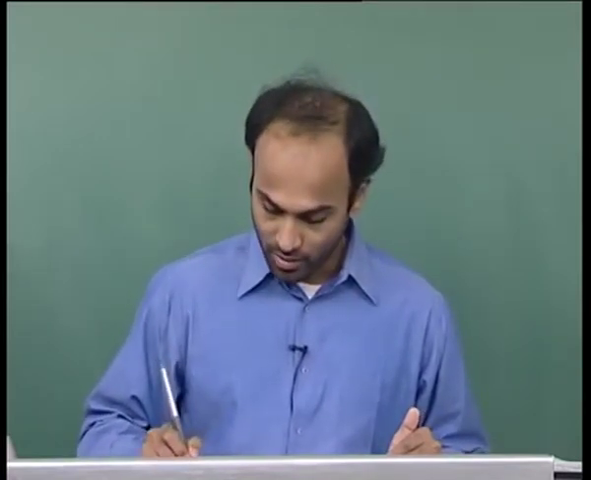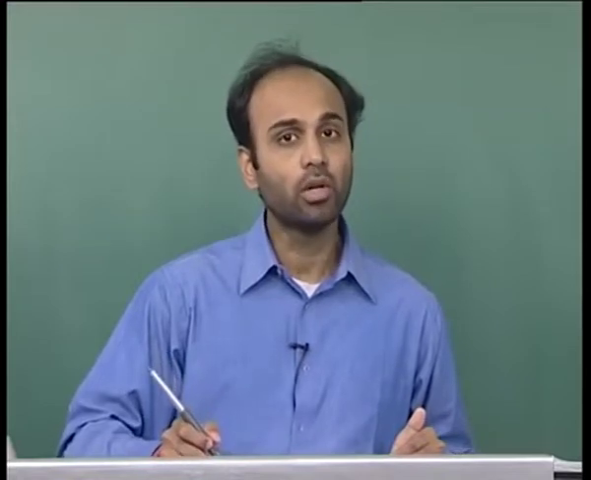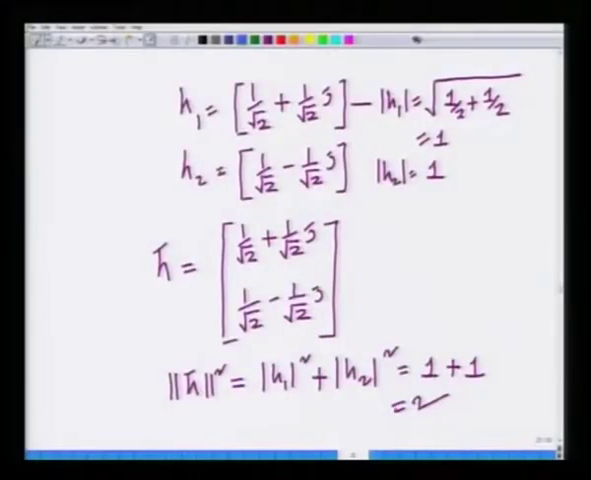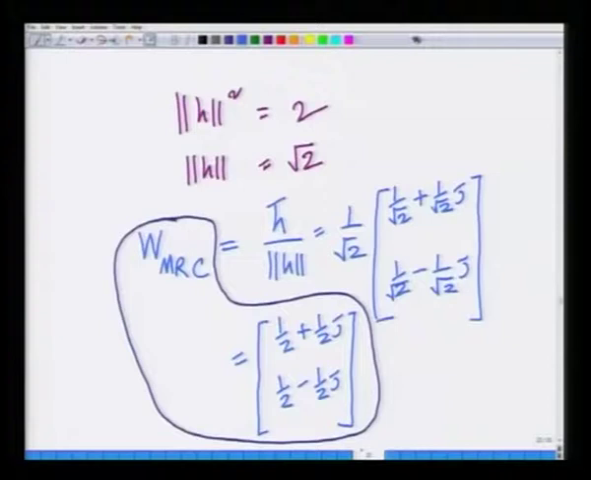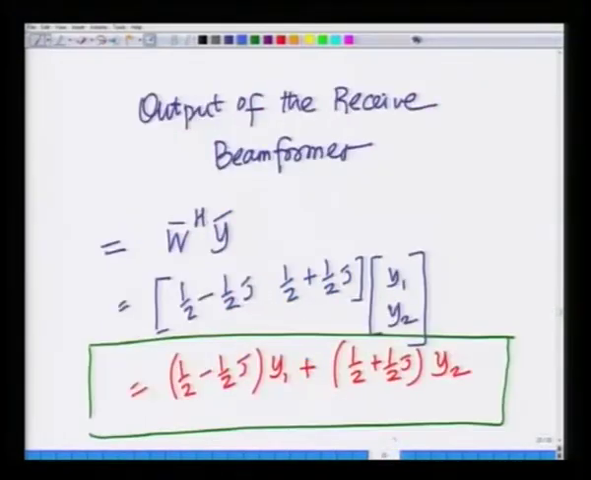We also started with an example where we said I have a system with two receive antennas. The fading coefficient across the first receive antenna is 1 over root 2 plus 1 over root 2 j. Across the second receive antenna it is 1 over root 2 minus 1 over root 2 j. In this case, we derived the optimal maximal ratio combiner, which is half plus half j and half minus half j, and we said the optimal combined statistic is given as W bar Hermitian Y bar, which is half minus half j times Y1 plus half j times Y2. This is where we stopped last time.